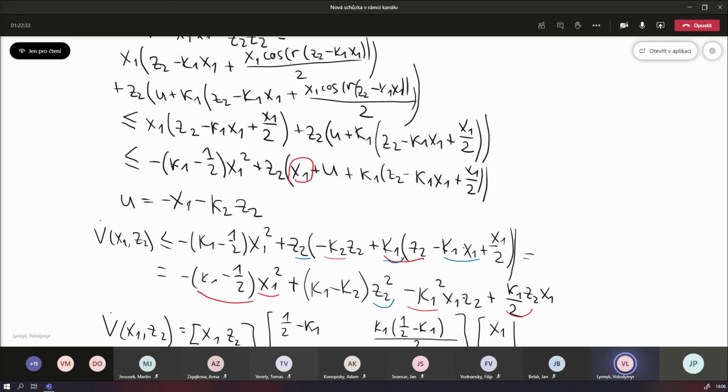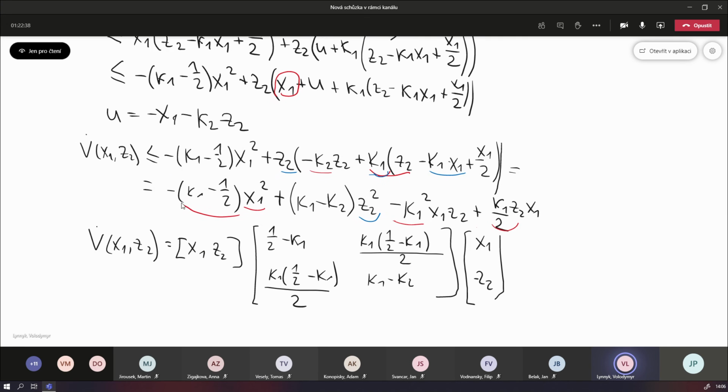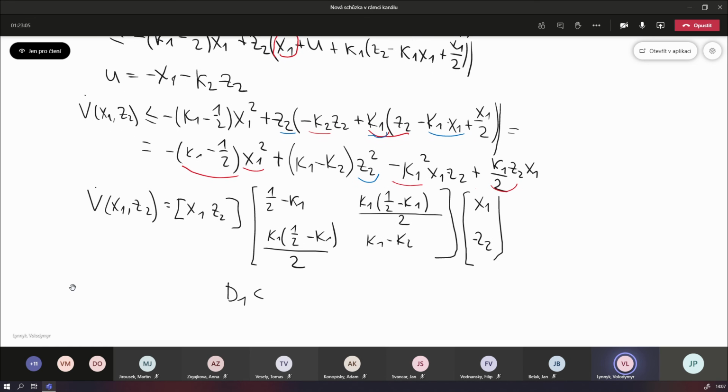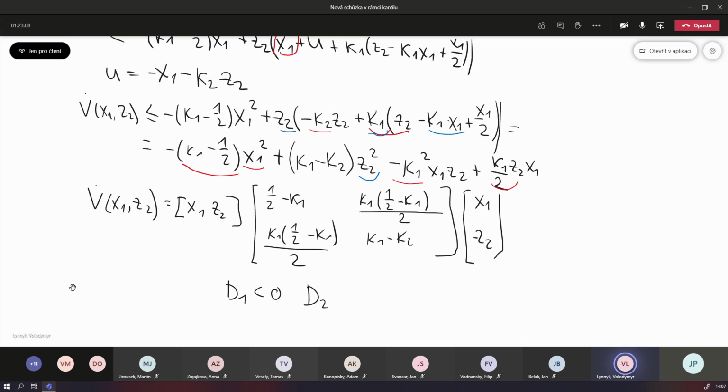And now we need to check the condition when this quadratic form is negative definite. Yeah, it's the Sylvester criterion. I think you may remember; we saw an example on the first or second seminar. And we know that the quadratic form is negative definite if d1 is less than 0 and d2 greater than 0.